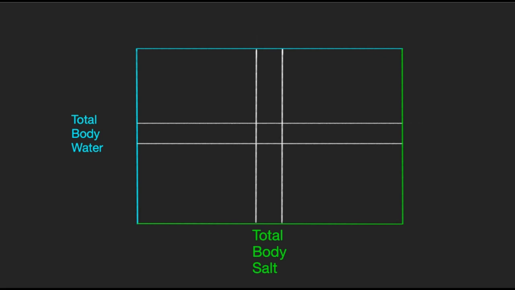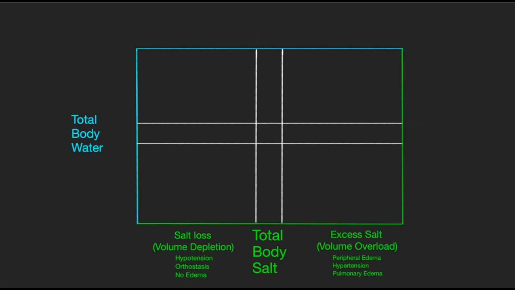When we have too much salt in our body, when we have excess extracellular fluid, we call that volume overload. We can detect that on physical exam through peripheral edema. We can see that the patient has high blood pressure, and if the fluid accumulates in the lungs, we call that pulmonary edema. If the patient has lost too much salt, they have extracellular fluid volume depletion, or just volume depletion. We can detect that because they'll typically have hypotension, they'll have orthostasis, which just means they feel dizzy and weak when they sit up or stand, and we should not detect edema or fluid on their body.